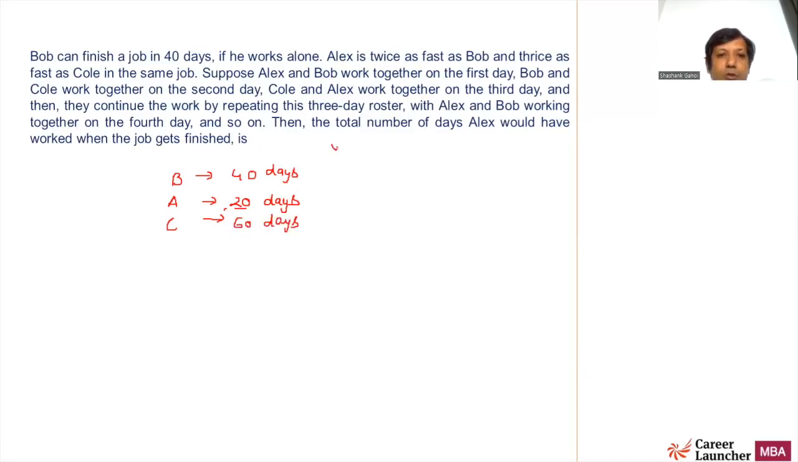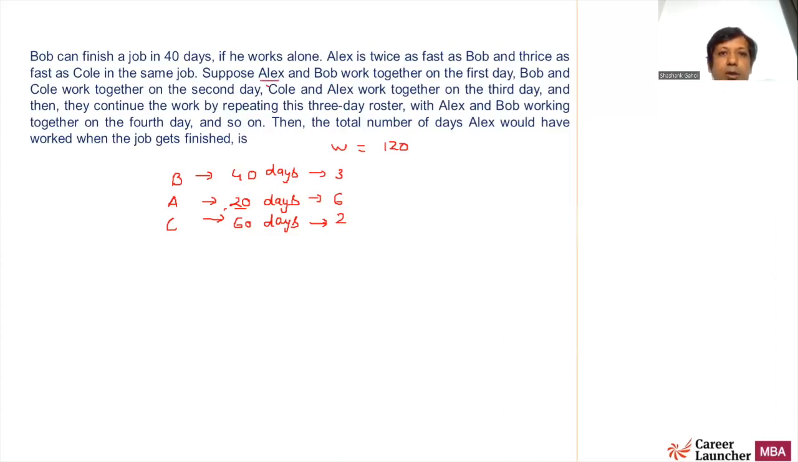Now I'm going to assume total work is going to be the LCM of all three values. Let's say that's 120. So Bob is doing 3 units in a day. Alex is doing 6 units in a day. Cole is doing 2 units in a day. So that's how they are working.